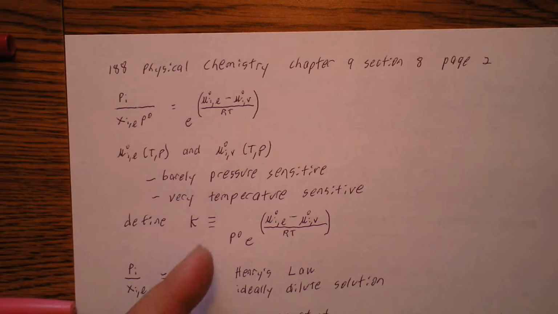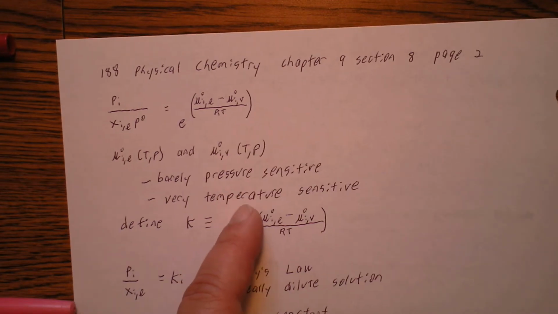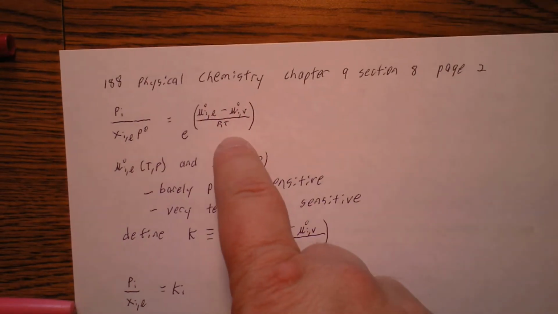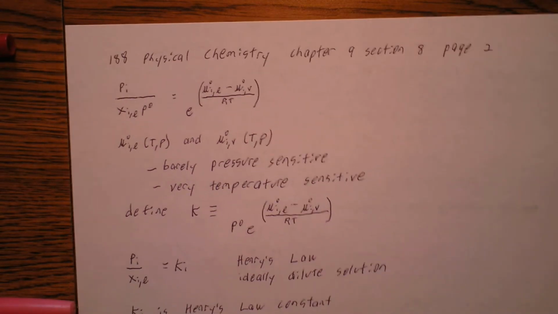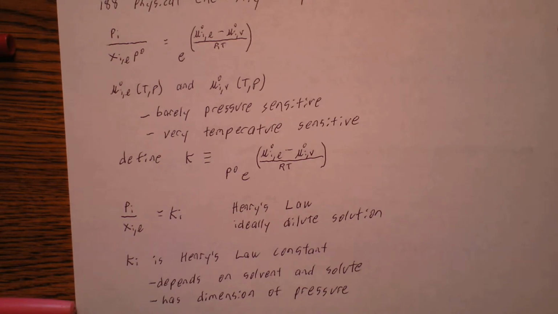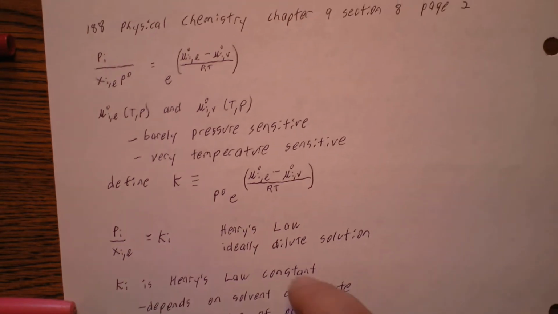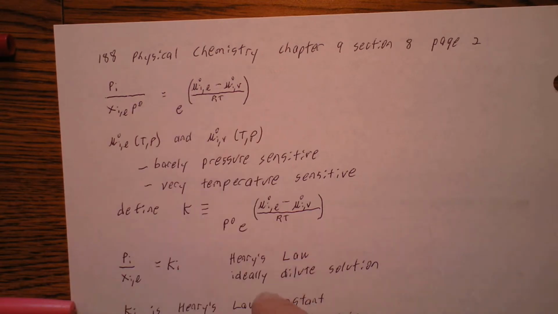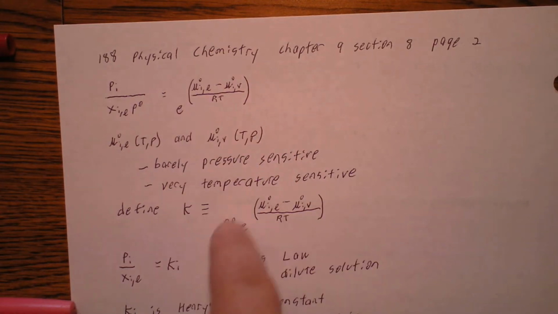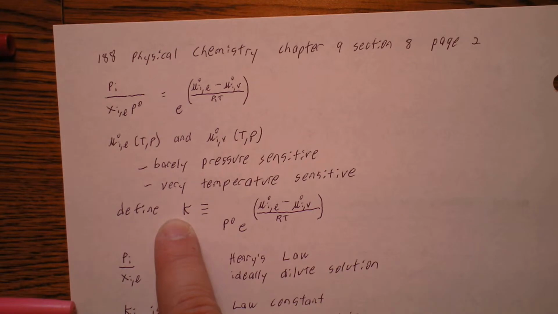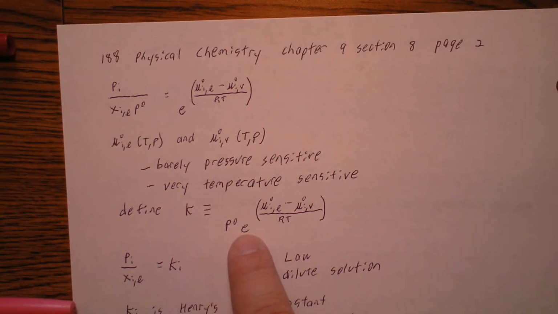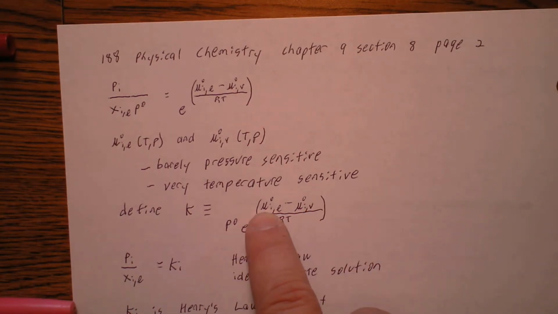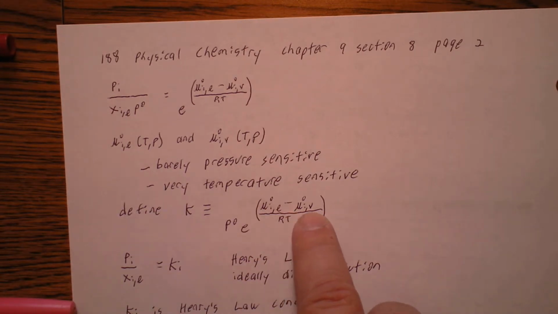Now this is a little bit pressure sensitive, but it definitely is temperature sensitive. The reason is because we have temperature up there in the exponent, right? So we're going to simplify here by combining some terms. Basically we're going to move this P naught over here and define all of it as one big term. So we're going to define this K as P naught times e to this whole power: chemical potential of the substance I in the liquid phase, standard state, minus chemical potential of I in the vapor phase, standard state, divided by RT.